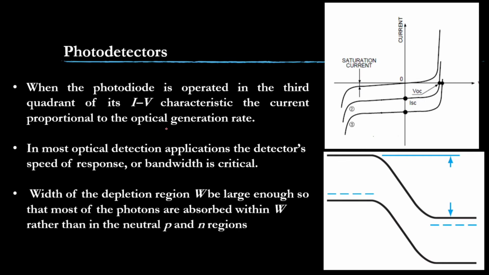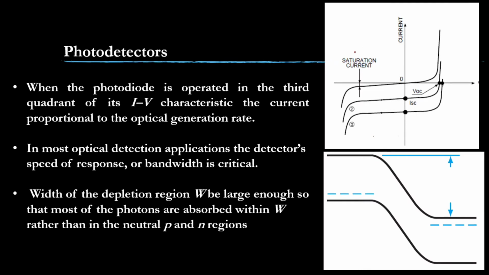Let's look at this VI characteristics of the photodiode. If the photodiode is operating in the third quadrant, basically the current generated inside the photodetector is proportional to the optical photons, I mean the light falling on the device. We have seen this explanation before.